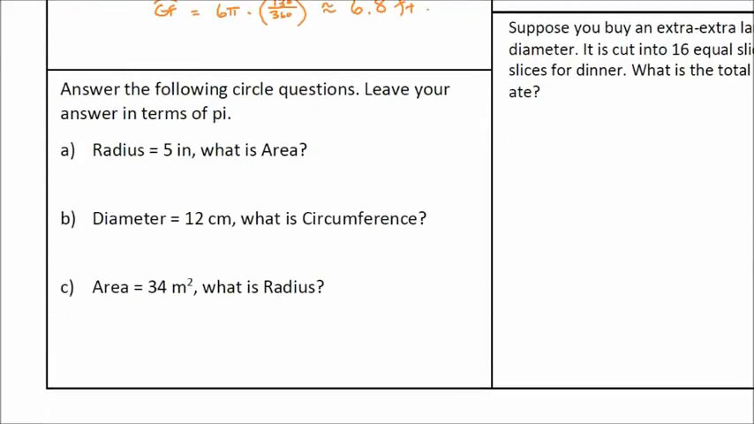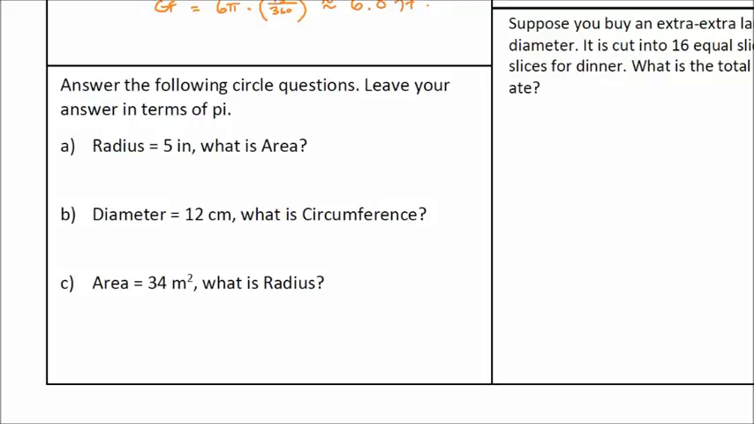Answer the following circle questions. Leave your answers in terms of pi. So we're not going to put these in our calculator. We're going to leave them with pi. Okay, question letter A. Radius is 5 inches.